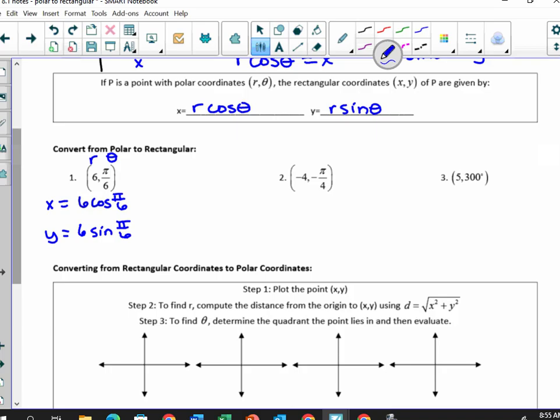What's the cosine of pi over 6? Root 3 over 2.